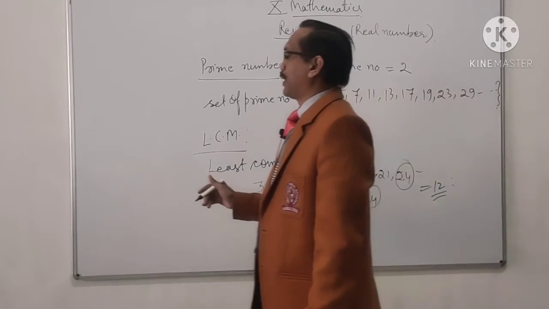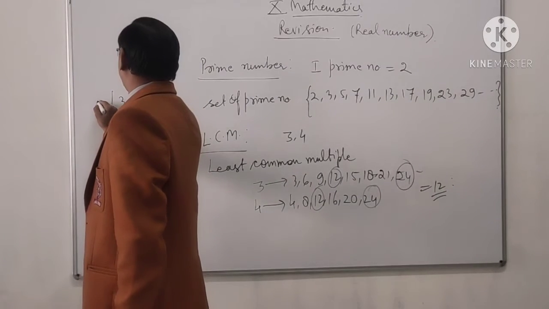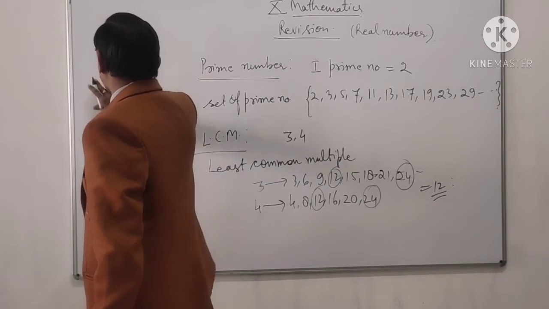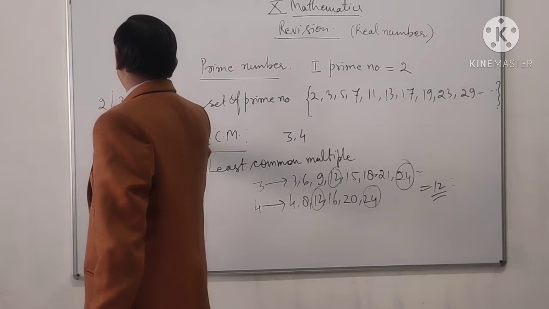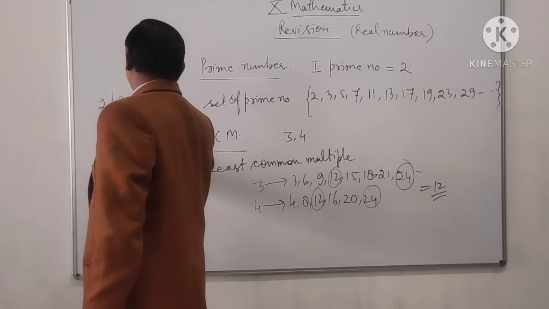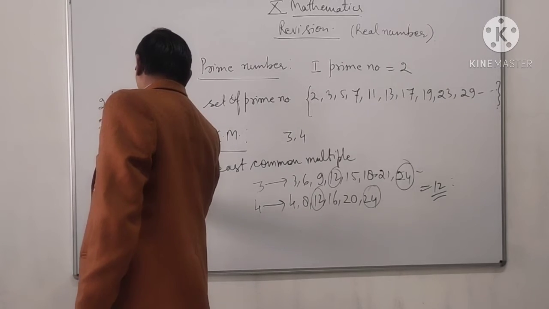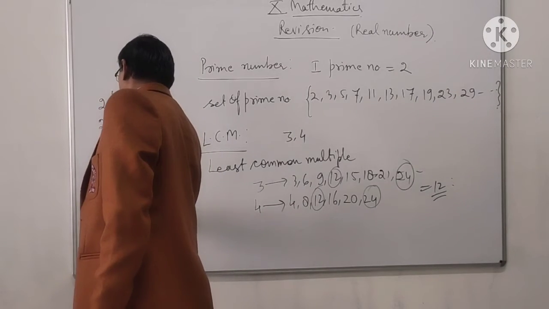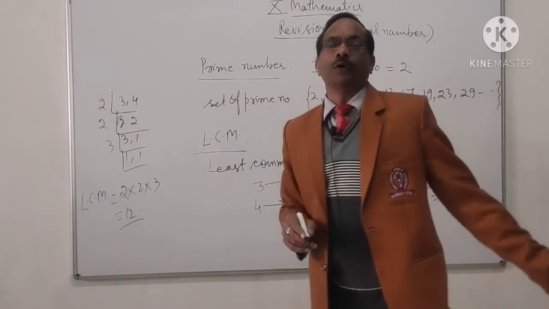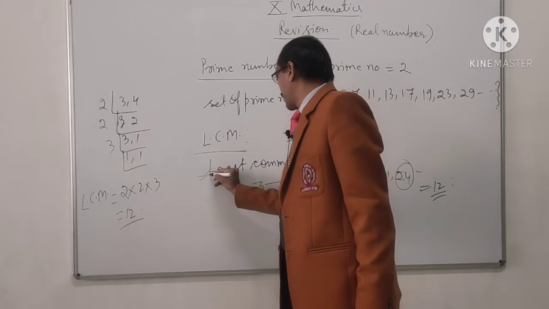There is another method to find the LCM. Suppose there are 3 and 4. First we divide by 3: 3 ones are 3, and 4 as it is. Then by 2: 3 as it is, 2 ones are 2. Then again by 2: 3 as it is, then 1. Then by 3: 3 ones are 3. Then 2 into 2 into 3 is the LCM. It becomes 12. So to find the LCM, there are many methods. This is the simplest.